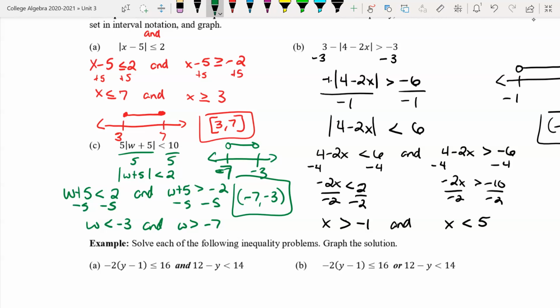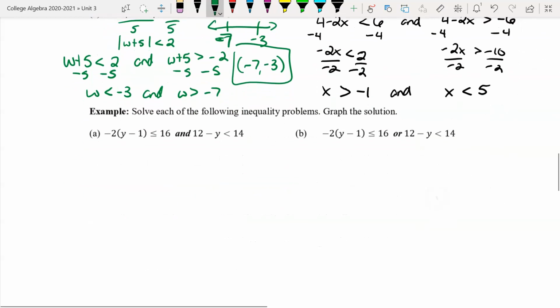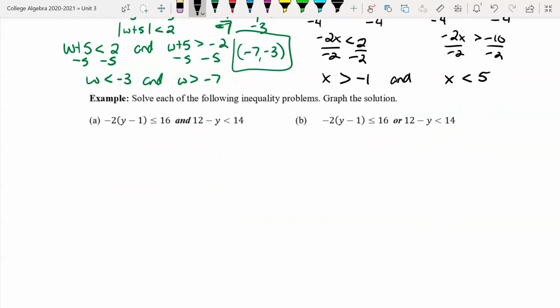Okay? Bottom one, they're going to tell you whether it's an and or or statement, but these get a little bit tricky. So you have to be careful when you're doing these. So let's go ahead and solve the problems individually. So I'm going to solve this first problem.